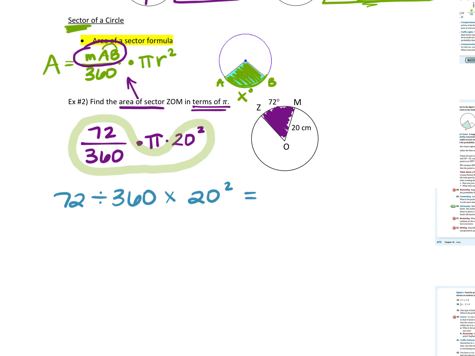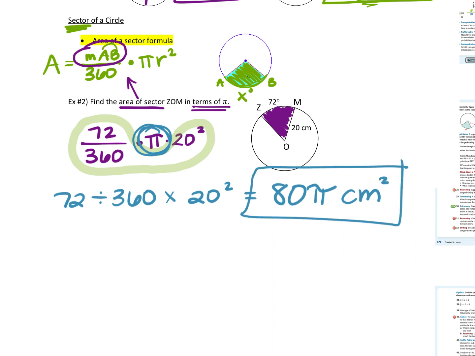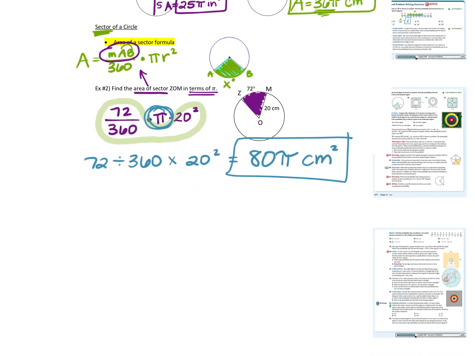I want you all to plug it in so that you know how to plug this in, because this is what gets done wrong. That should come out to 80, okay? So don't plug this in. 72 divided by 360 times 20 squared is 80, and then you just attach your pi. So 80 pi what? Centimeters squared, because this is the area of the sector. Okay, I'm going to give you one more.